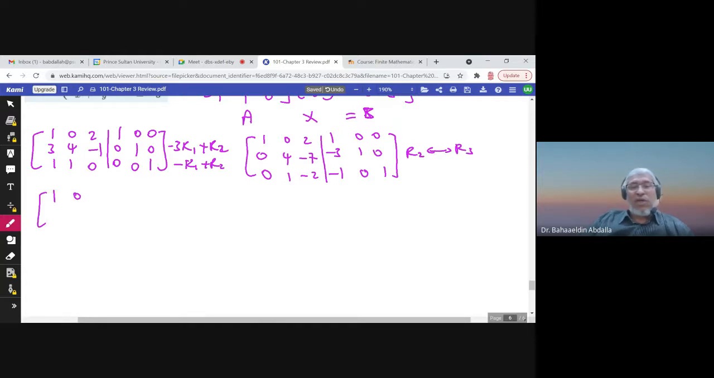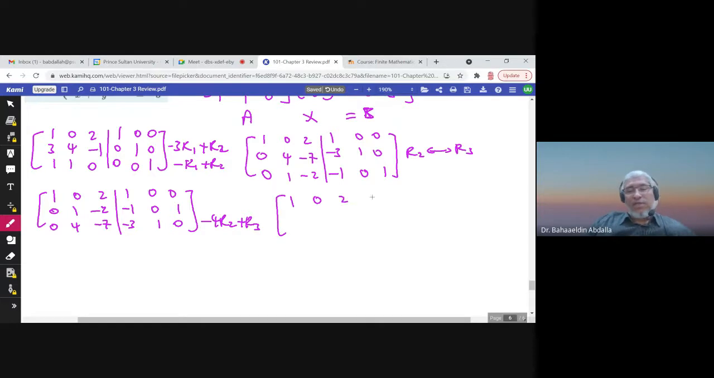So row 1 as it is, and row 2 will be here, row 3 will be here, and row 2 would be here. -3, 1, and 0. Excellent. Now I use this one to make this 4 0, so -4R2 plus R3.